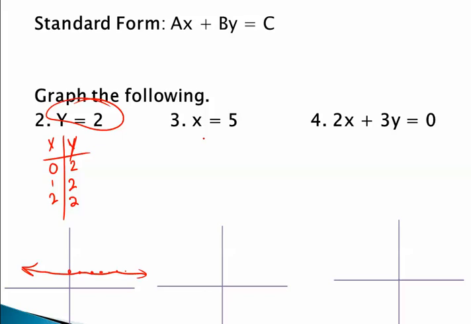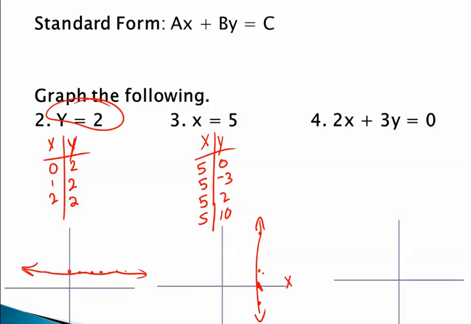You can get the same idea, I'm sure, with number 2, x equals 5. If x equals 5, that's telling me every single x value will be 5. No matter what number I put in for y, x has to be 5. So if I plot these, 5, 0, 5, negative 3, 5, 2, 5, 10, you'll see how they line up vertically. And if I connect those, you have a vertical line going through positive 5 on the x-axis.